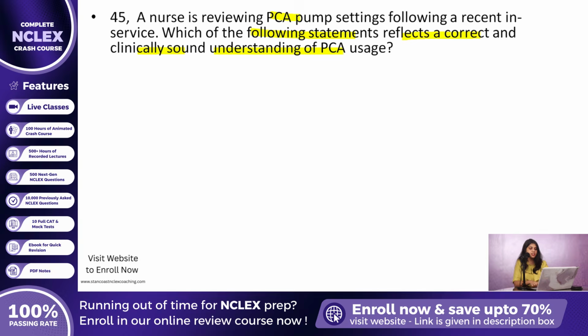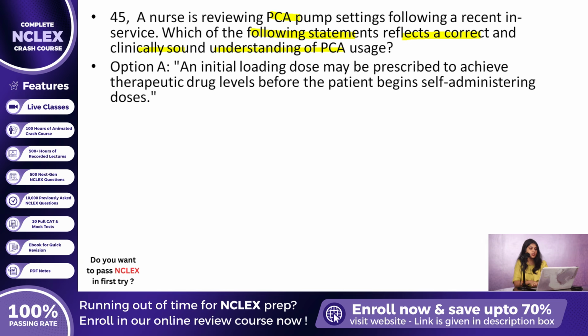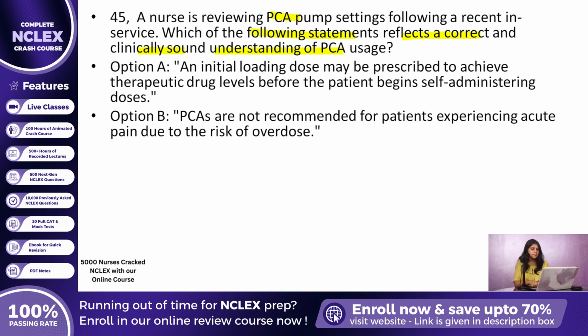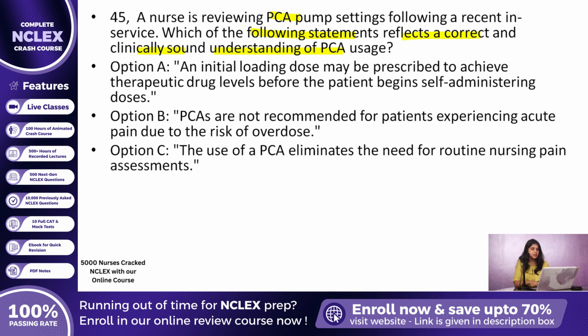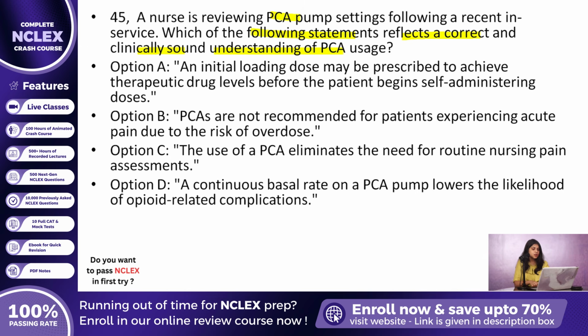Option A, an initial loading dose may be prescribed to achieve therapeutic drug levels before the patient begins self-administering doses. Option B, PCAs are not recommended for patients experiencing acute pain due to the risk of overdose. Option C, the use of a PCA eliminates the need for routine nursing pain assessments. Option D, a continuous basal rate on a PCA pump lowers the likelihood of opioid-related complications.